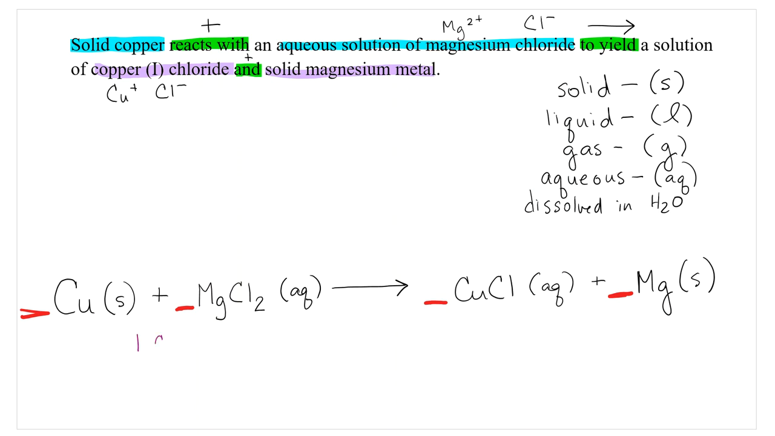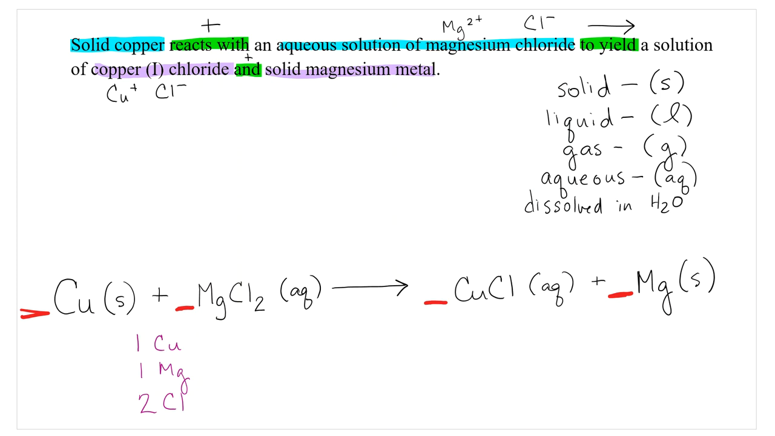Just 1. How many magnesiums do I have in my reactants? Just the 1. And how many chlorines do I have? 2. That's what I mean by doing an atom inventory. We're just taking into account all of the atoms that we have in our reactants. Now I'm going to go over to the products, and I'm going to do the exact same thing to see if we need to balance or not.